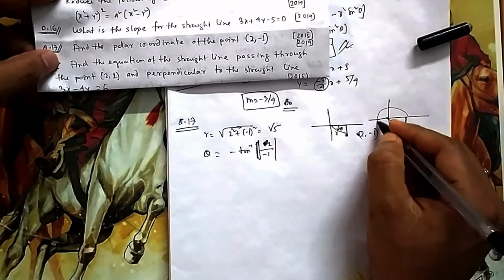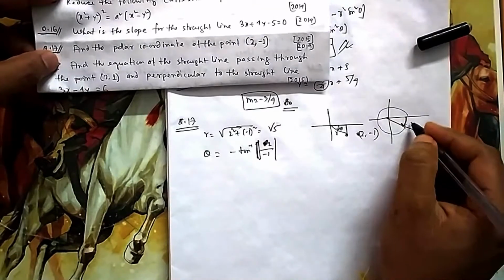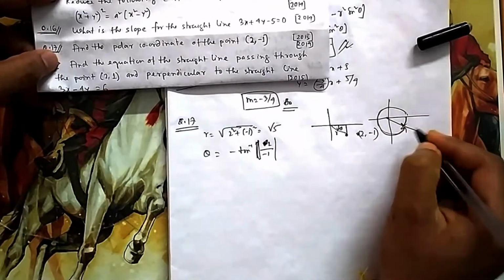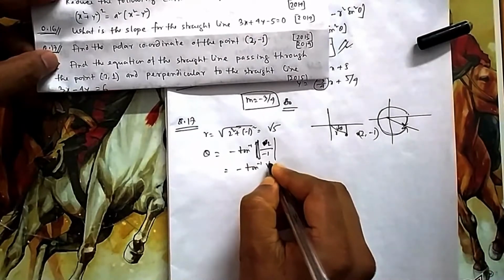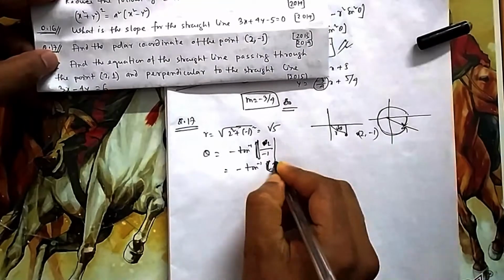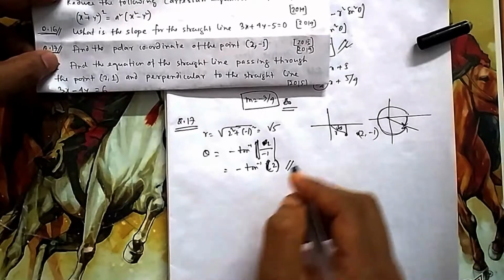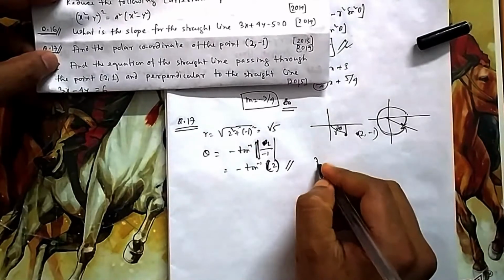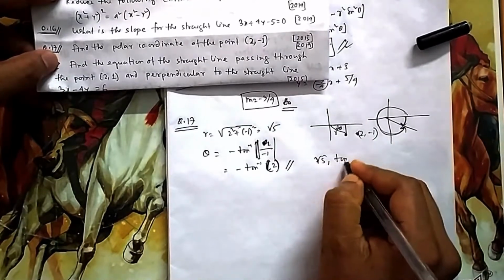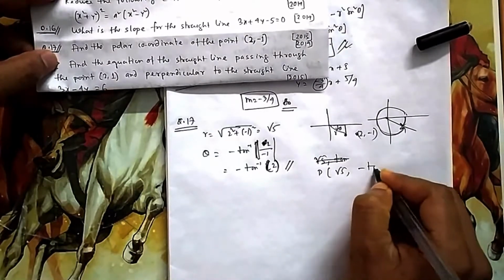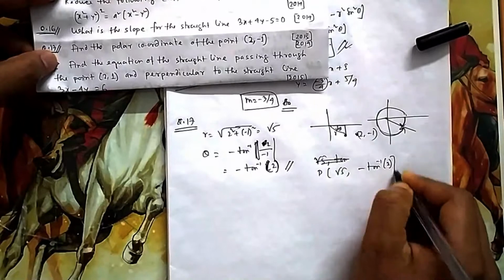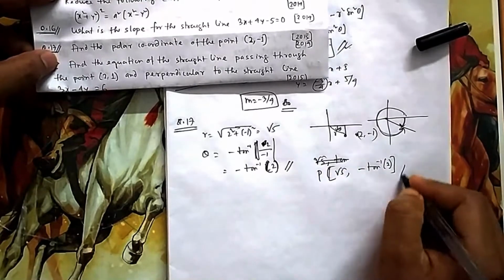Or you can write it 360 minus theta also. Then it will be this angle. So in either way you can write. So it's better you write it in this way. So it is tan inverse 2, no root 2, it is tan inverse 2. So your polar form will be equal to root 5 comma minus tan inverse 2. So this is the polar form.